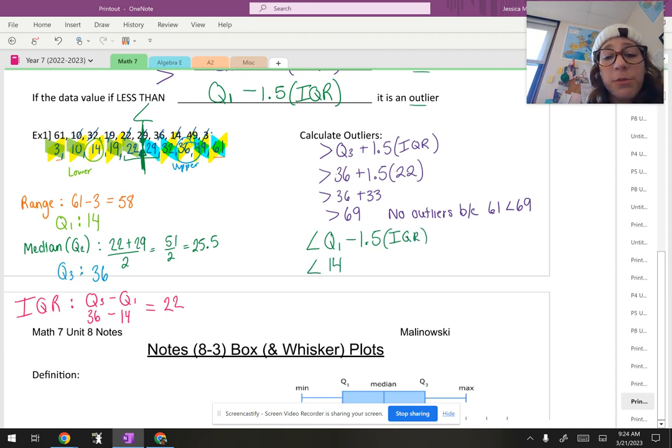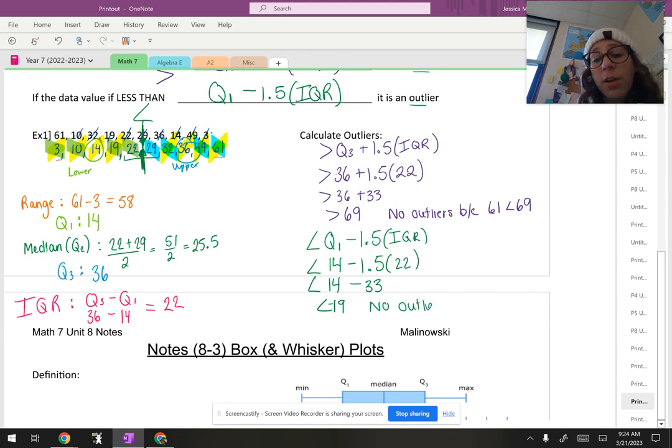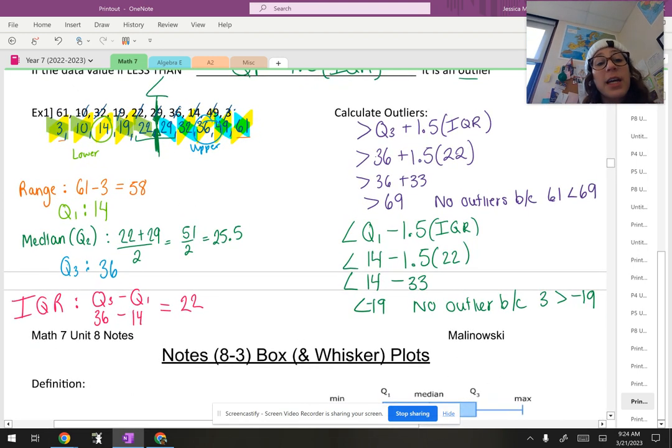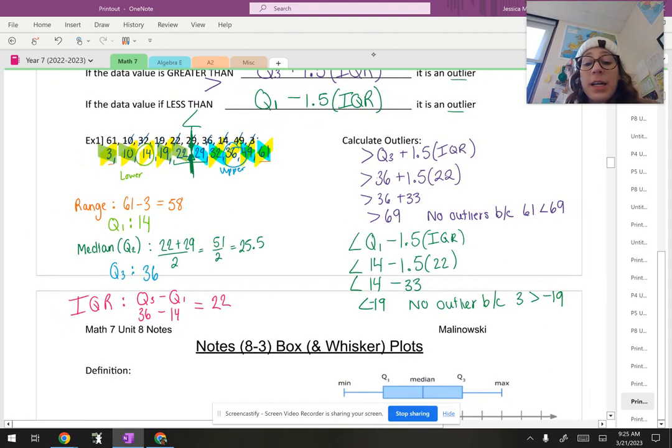Q1 we found to be 14, minus 1.5 times 22. We learned that to be 33. 14 minus 33 this time gives us negative 19. And again, there are no outliers on the low side because there's nothing less than negative 19. 3 is the smallest we have, and that's bigger than negative 19. So there are no outliers whatsoever. If I had had a number like negative 20 on my list, then that would be an outlier because negative 20 is less than negative 19. Happy mathing!